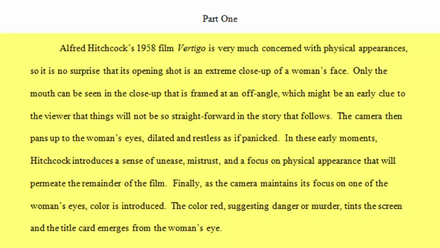Finally, as the camera maintains its focus on one of the woman's eyes, color is introduced. The color red, suggesting danger or murder, tints the screen and the title card emerges from the woman's eye.